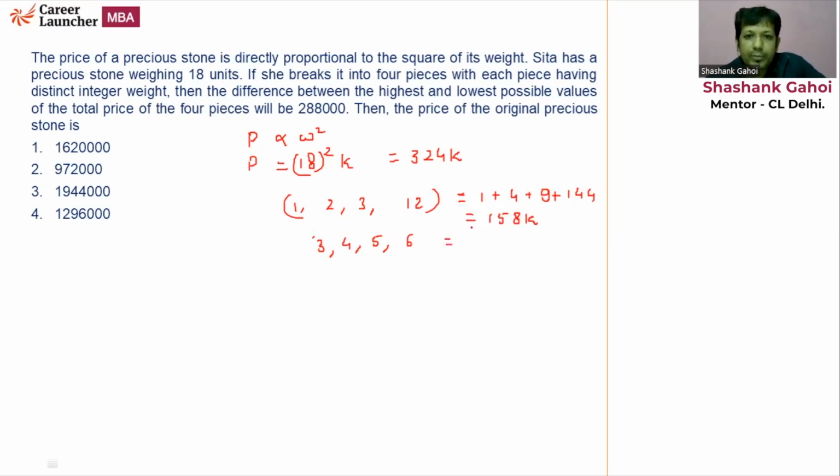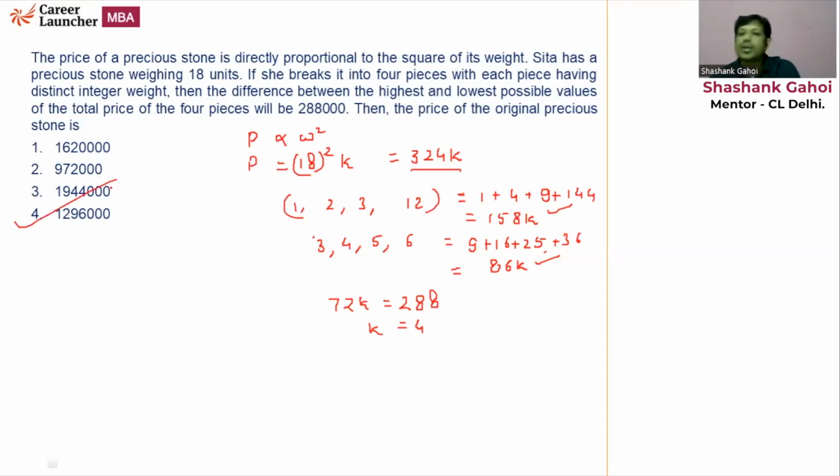Now here it is going to be 9 plus 16 plus 25 plus 36, so the total is 86K. This is the maximum possible price, and this is the minimum possible price of all 4 pieces, and their difference is 72K. The question says that the difference is 288, so K should be equal to 4. So the actual value is 324 into 4, which comes out to be 1296. So my answer to this question is option 4.